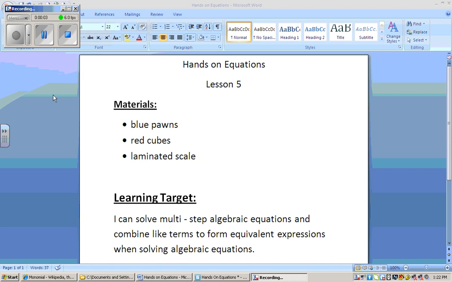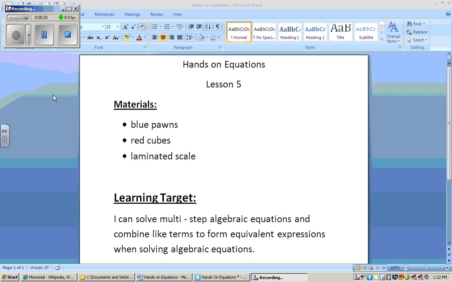This is lesson 5, hands-on equations. I've been told by a couple of students that the volume of my recording is not that loud, so I'm going to try and talk a little bit louder through today's lesson so that you don't have to turn the volume the whole way up on your videos.